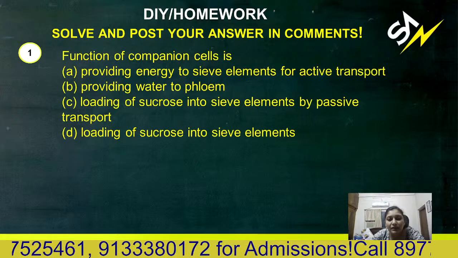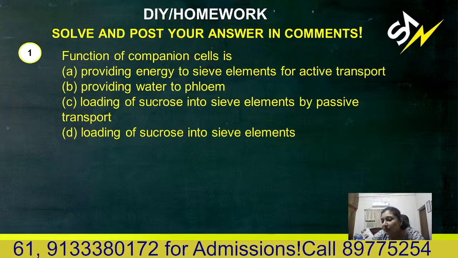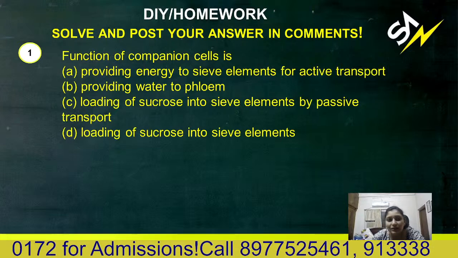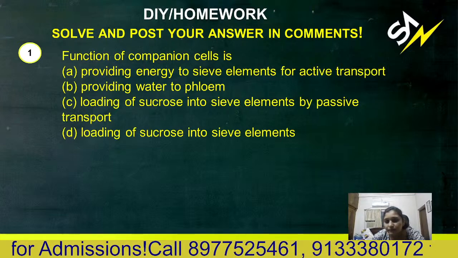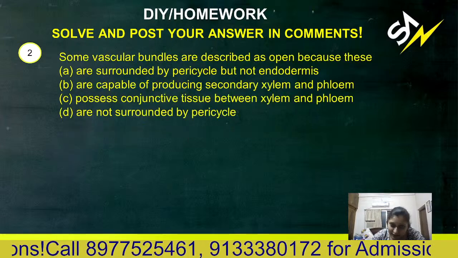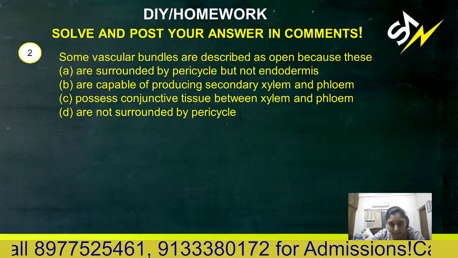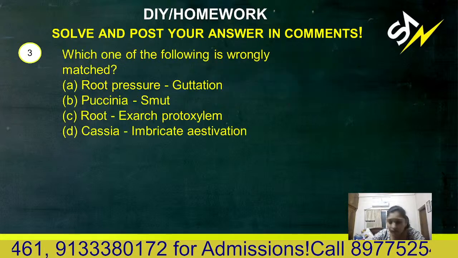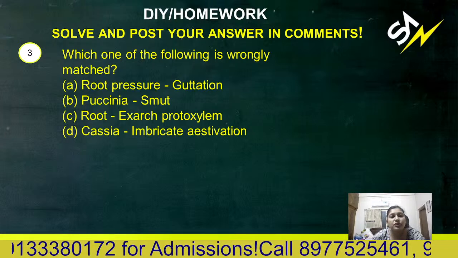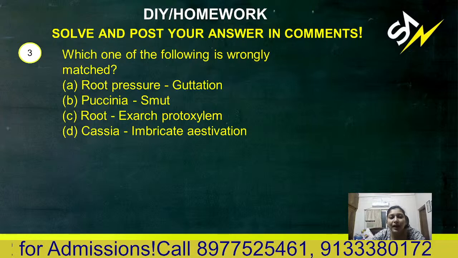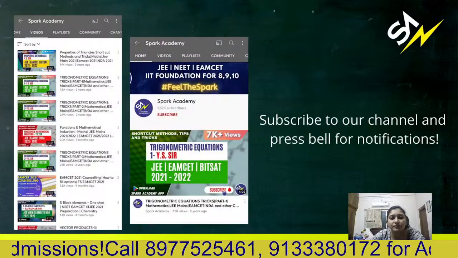And these are your homework questions. Function of companion cells, very easy question. I'll be waiting for your answers in the comment section. Just take a screenshot of each question. Second question: some vascular bundles are described as open because? Third question: which one of the following is wrongly matched? So select your option and answer in the comment section.